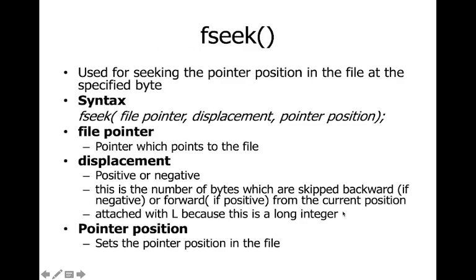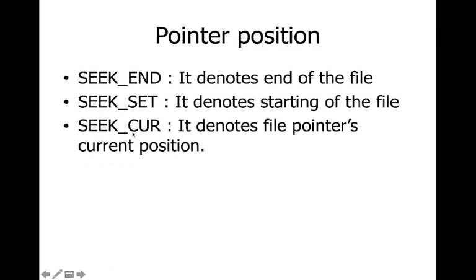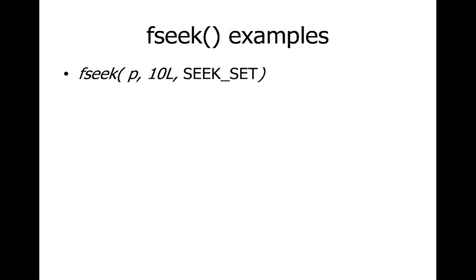arguments here. So the pointer position can be either SEEK_END, SEEK_SET, or SEEK_CUR. SEEK_END means it denotes the end of the file, so the file pointer is pointing to the last byte. SEEK_SET means it is pointing to the starting of the file. SEEK_CUR means it denotes the file pointer's current position itself. So these are some examples.